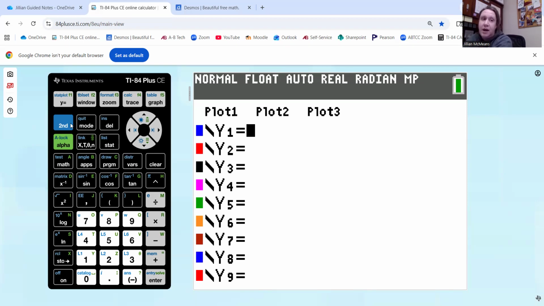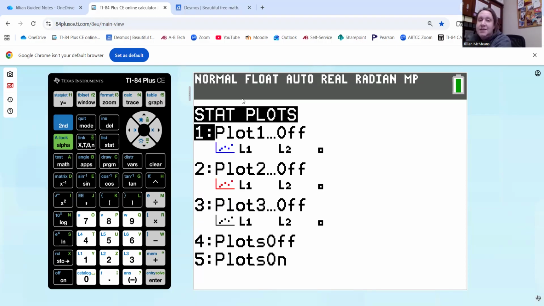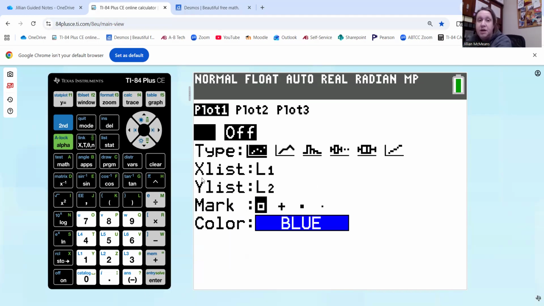Now, there is another way. So from the home screen, if you look at that y equals button, notice in blue it says stat plot. So if I go second y equals, it's going to take me to this other screen that has a bit more information about the plot feature. So notice plot 1 is off. So if I go over or just click on it, this one's a little different. I can see here that I have on and off. I want to turn it on.